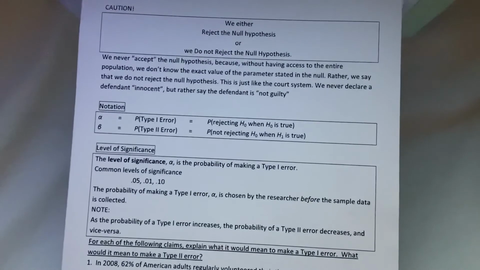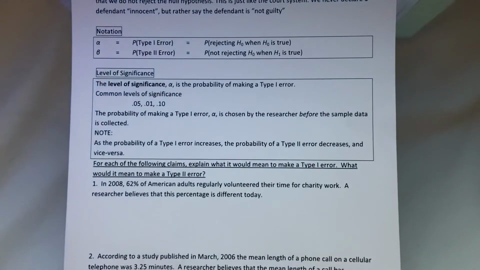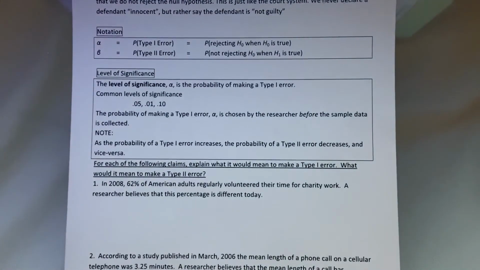Okay, as a reminder, we either reject the null hypothesis or we don't. We never accept the null hypothesis. We don't have the whole population. If they're talking about type 1 error or type 2 errors, we call the probability of a type 1 error alpha, the probability of type 2 error beta. Most of the time, when they tell you the level of significance, that is the alpha, the probability of type 1 error. It's usually chosen by a researcher before things are collected. As the probability of type 1 error increases, the probability of type 2 error decreases, and vice versa. So your error is kind of split between them, and you kind of control what error has what power.